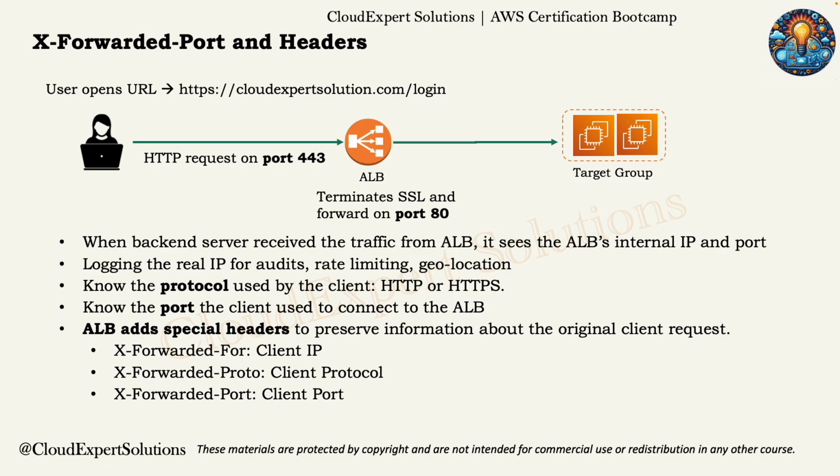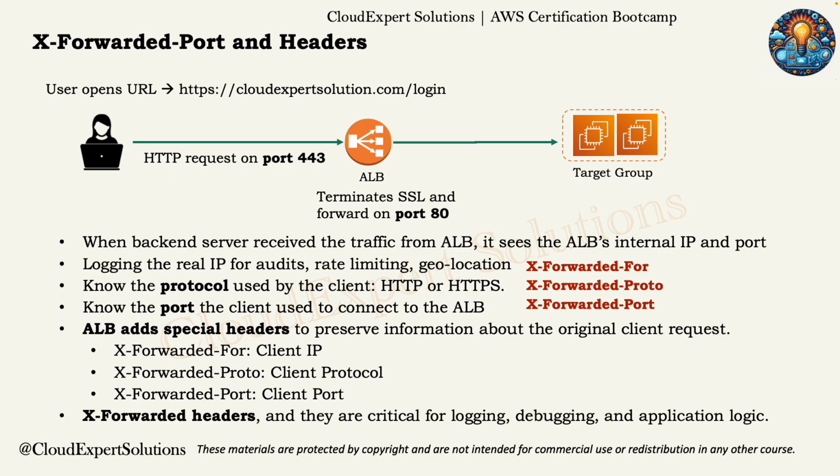Now let's map with our use cases. For the first use case, if you want to know the real IP for audit or rate limiting, you can use X-Forwarded-For. If you want to know the protocol used by the client, you can use X-Forwarded-Proto. And if you want to know the port the client used, you can use X-Forwarded-Port. These are known as X-Forwarded headers, and these headers are critical for logging, debugging, and any application logic where you need to access the client's original IP, port, or protocol.